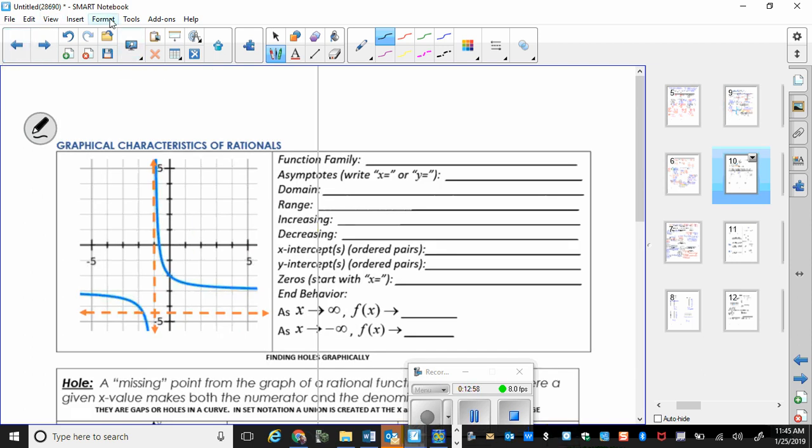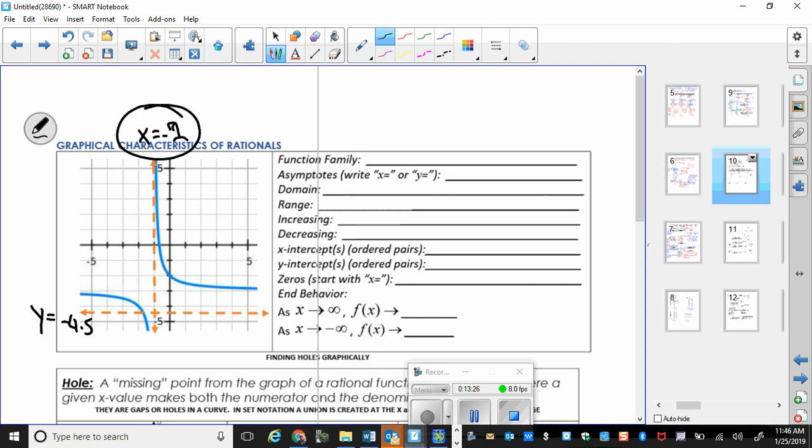Now we're going to do graphical characteristics of this rational. So things I can already tell from the graph. I know I have a vertical asymptote at x equals -1. I have a horizontal asymptote at y equals, let's see, 1, -2, -3, -4.5. Okay? Excluded values here would be my asymptote.